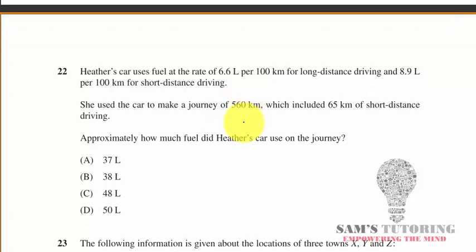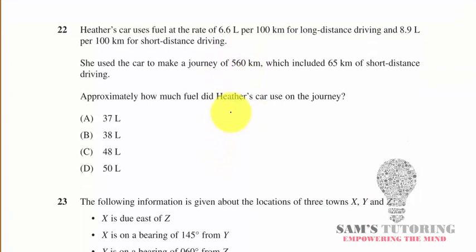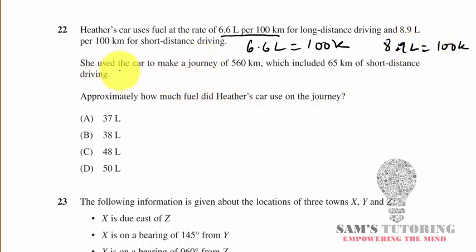Let's do another one. Let's try these ones. These ones are a bit confusing. Heather's car uses fuel at a rate of 6.6 litres per 100 kilometres. The way I usually write it is 6.6 litres equals 100k for long distance driving, and 8.9 L equals 100k for short distance driving. She used the car to make a journey of 560 kilometres, which included 65 kilometres of short distance driving. So the rest was long distance driving. Approximately how much fuel did Heather's car use on the journey?